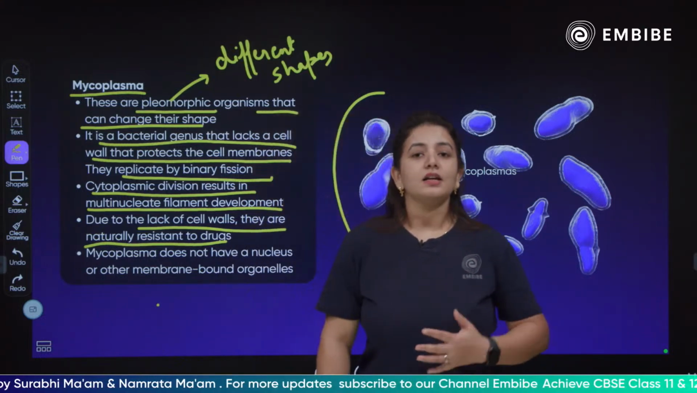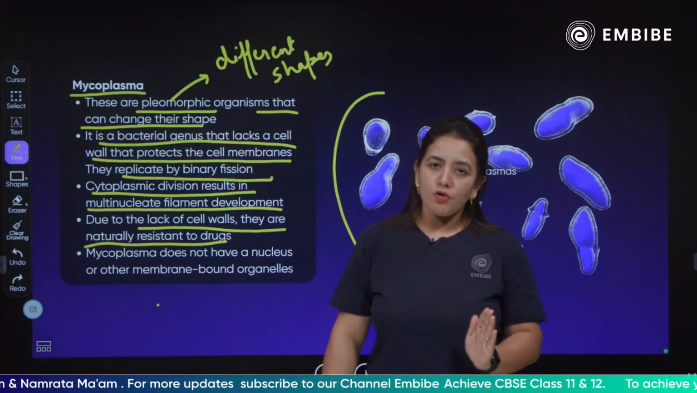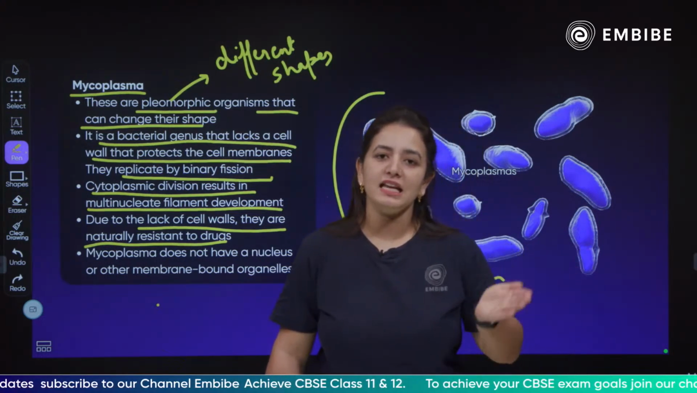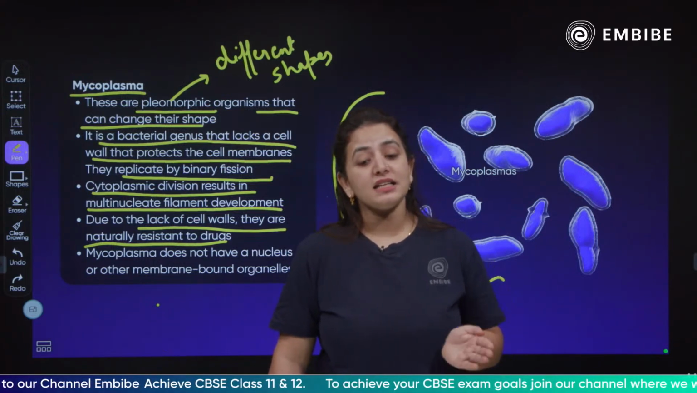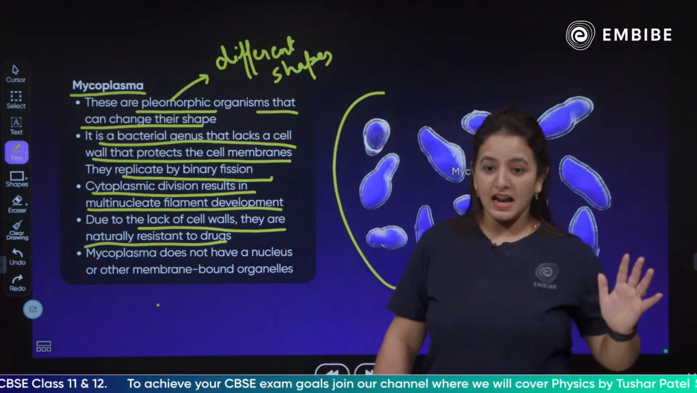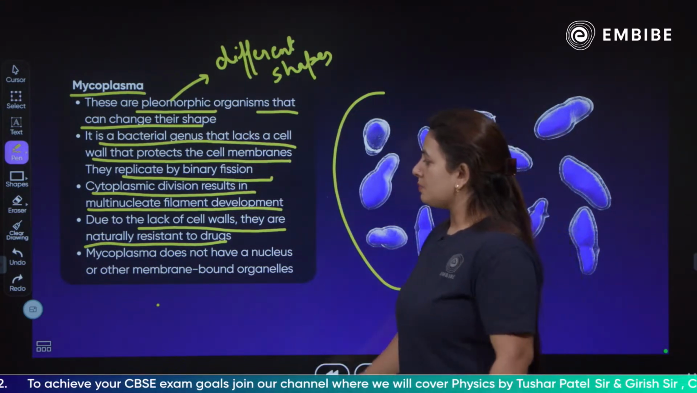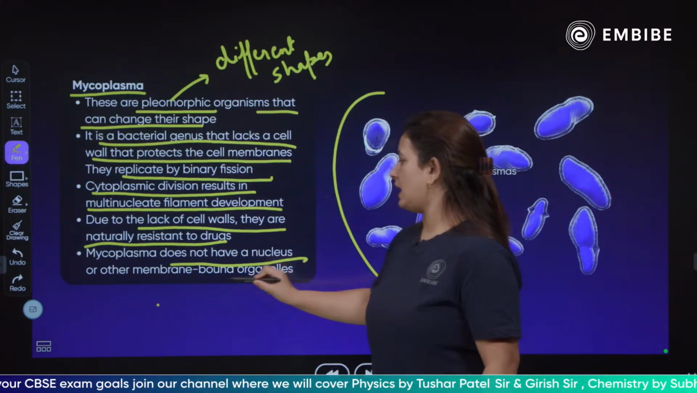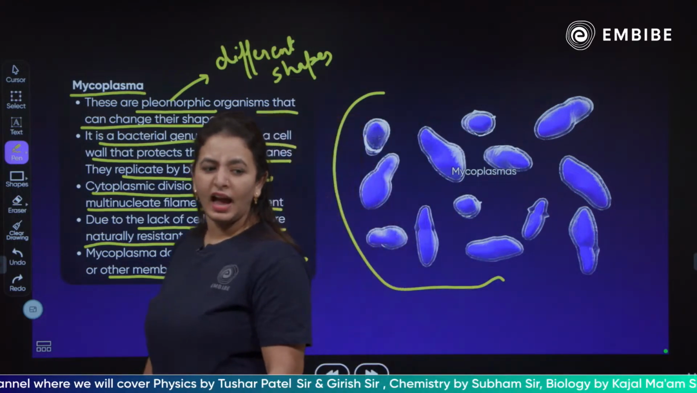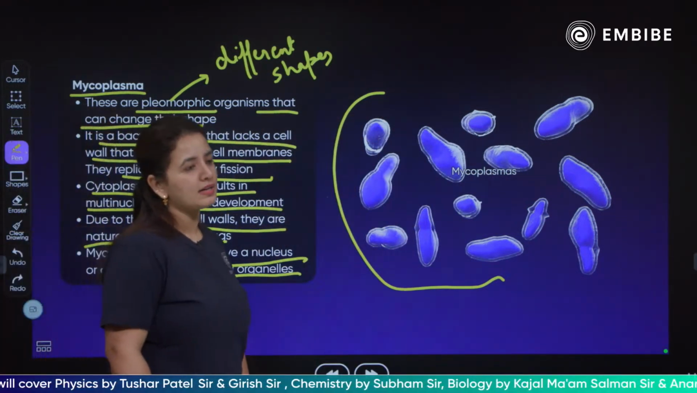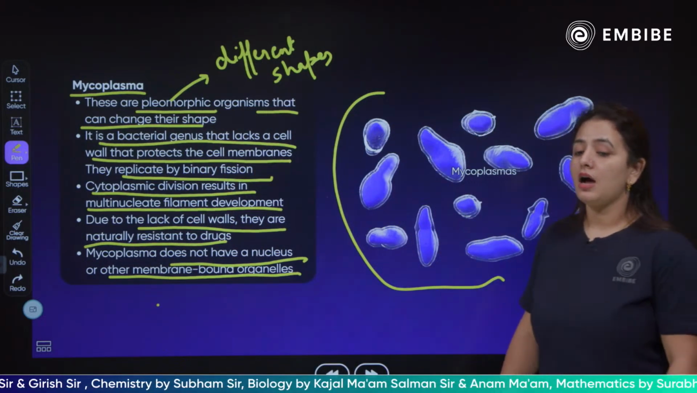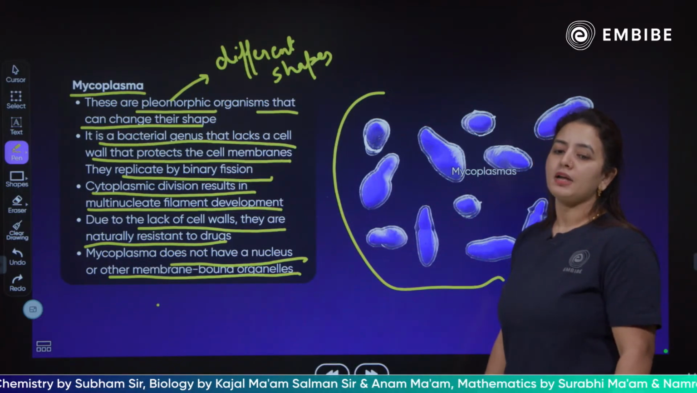This is what I said. Due to the absence of a cell wall, the mycoplasma is extremely infectious in nature, and that is the reason they show resistance to drugs, whatever life-saving drugs. Okay, the mycoplasma does not have a nucleus, and other membrane-bound organelles are also not present in the mycoplasma.